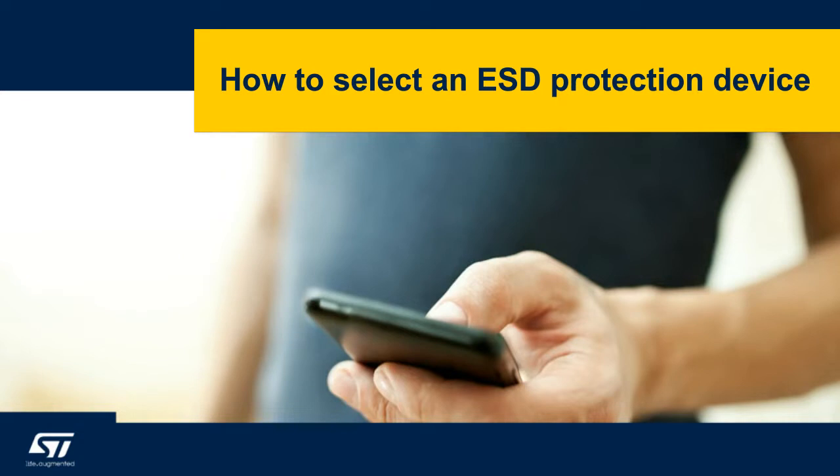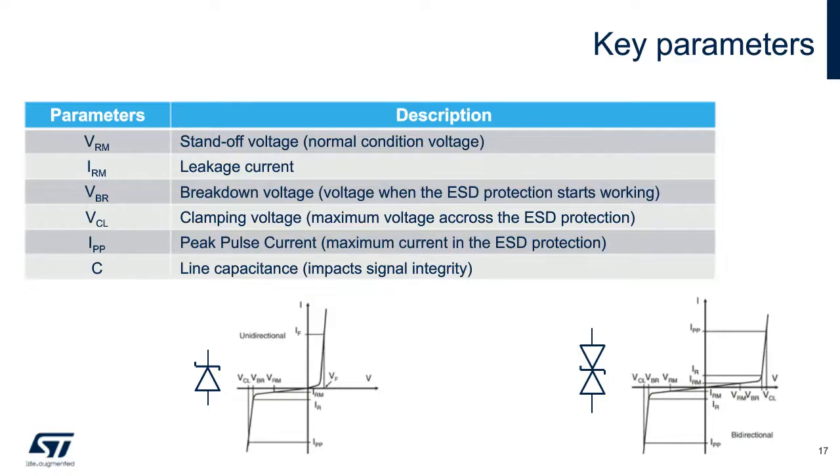Here are the key electrical symbols and abbreviations we will use so that you can get familiar with the vocabulary. Let's review in detail each parameter. VRM stands for maximum reverse voltage. It corresponds to the maximum voltage of the protected line or normal operating condition. It is associated to IRM, the leakage current of the ESD protection. This current is very low to not impact the system consumption. It is typically much lower than 100 nanoamps.